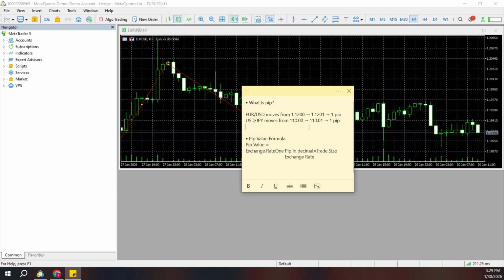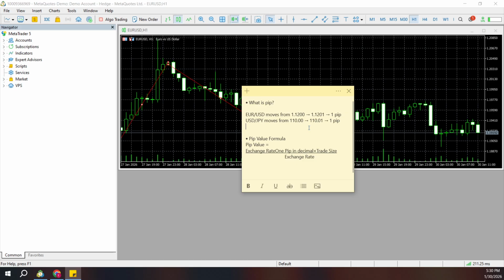Let's do EUR/USD first with an account in USD. 1 pip is 0.0001. For a standard lot of 100,000 units, pip value is 0.0001 times 100,000, which equals 10. That's $10 per pip for a standard lot. For a mini lot of 10,000 units, it's $1 per pip. For a micro lot of 1,000 units, it's 10 cents per pip.